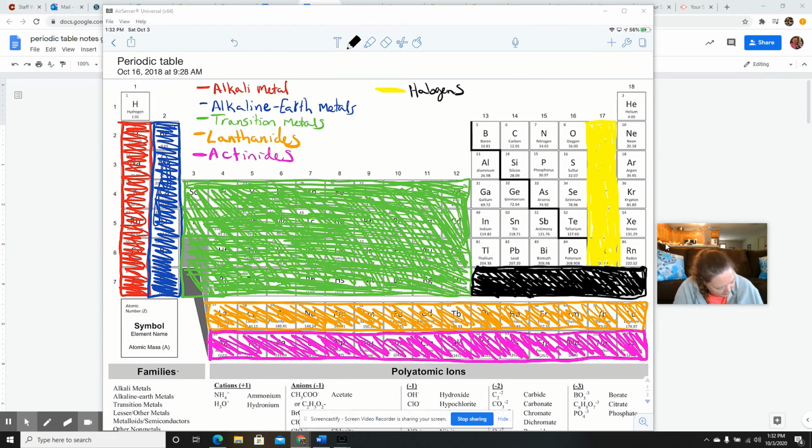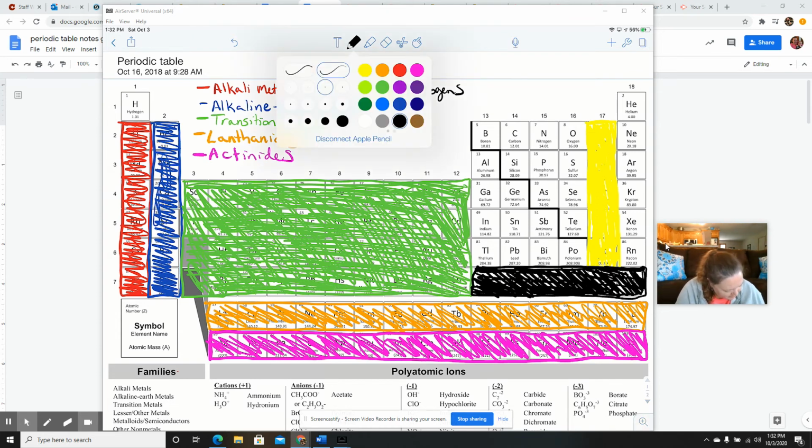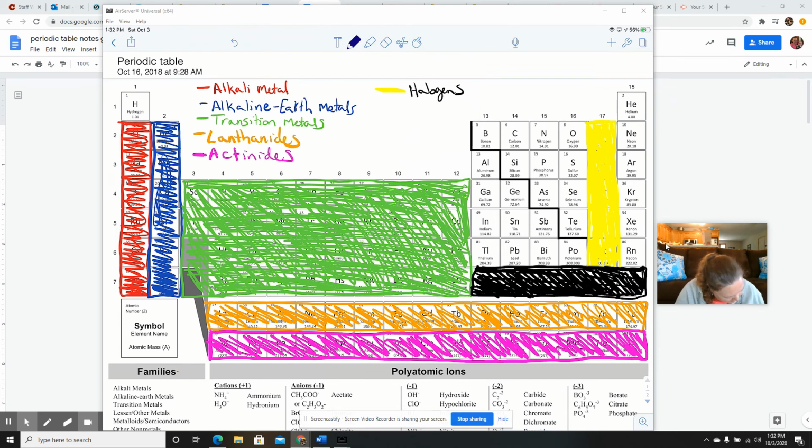And then I need another color for my noble gases. Let's see what other color I've got to choose from. Don't really have much choice, so I'll go with a deep navy blue here. Okay, and this will be my noble gases, which is this.